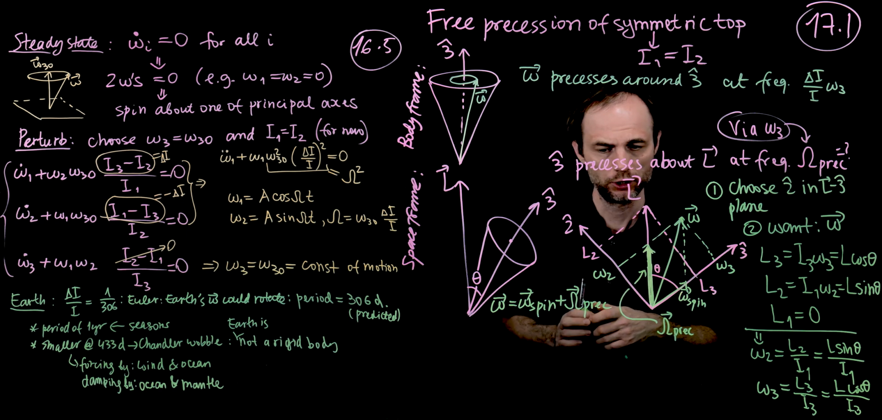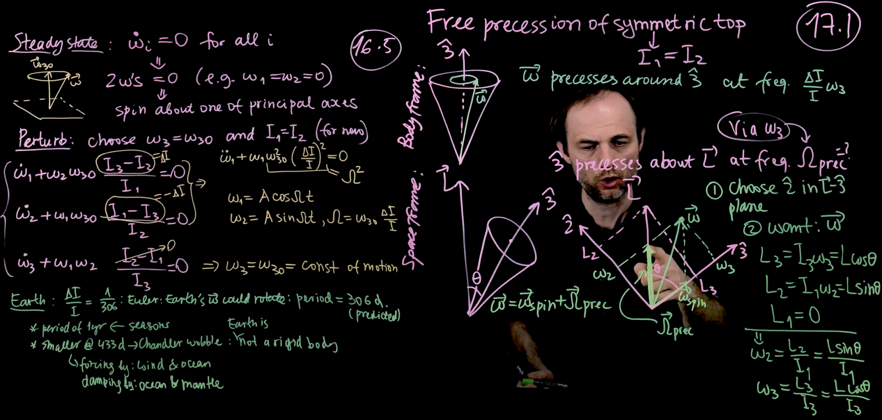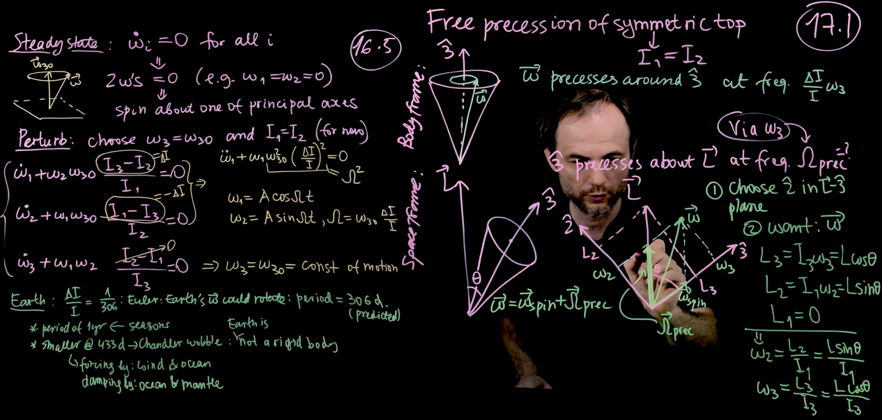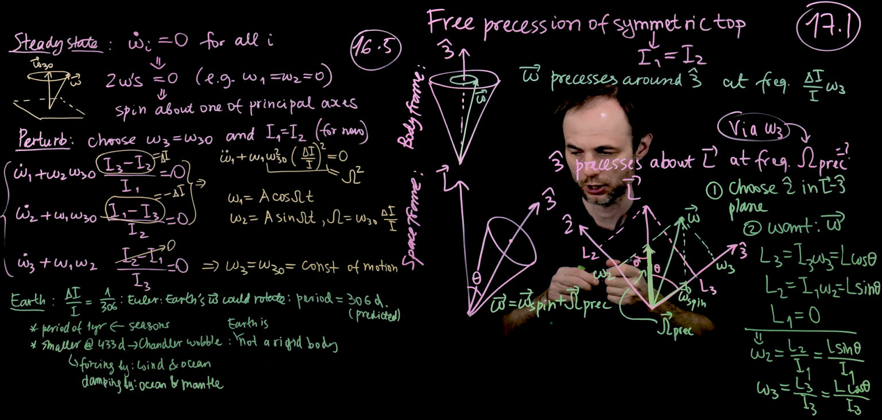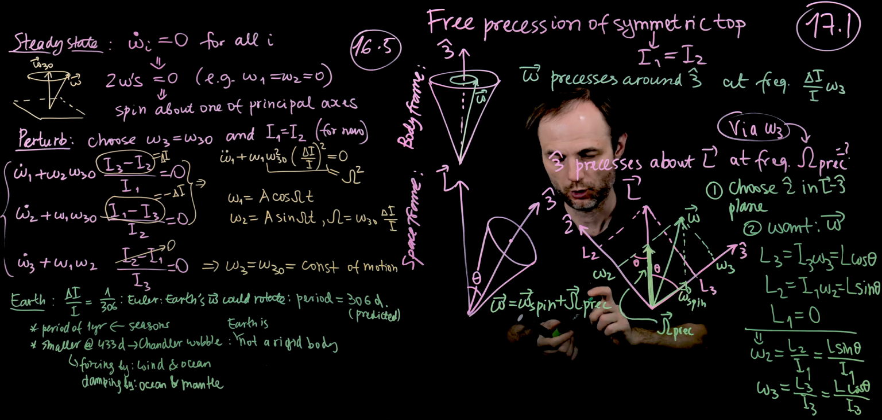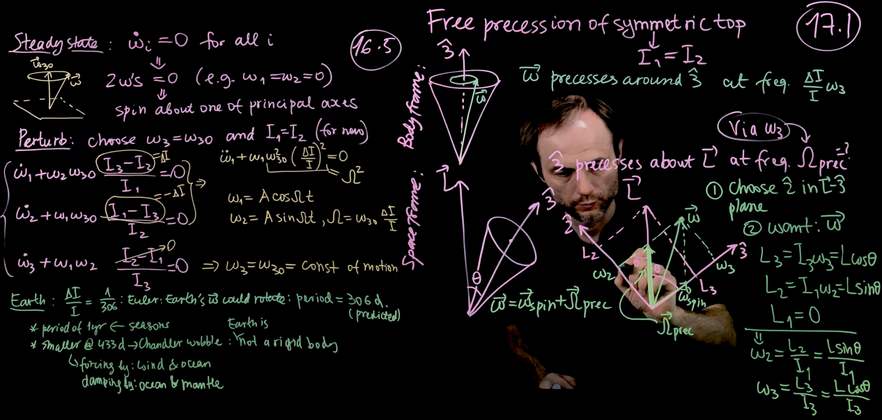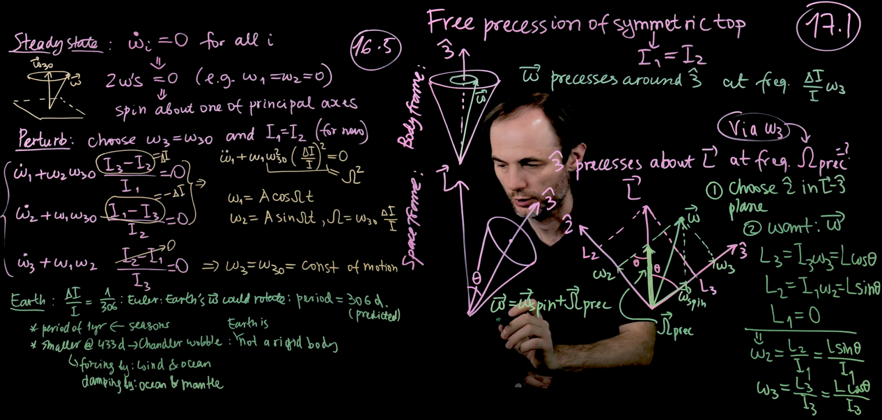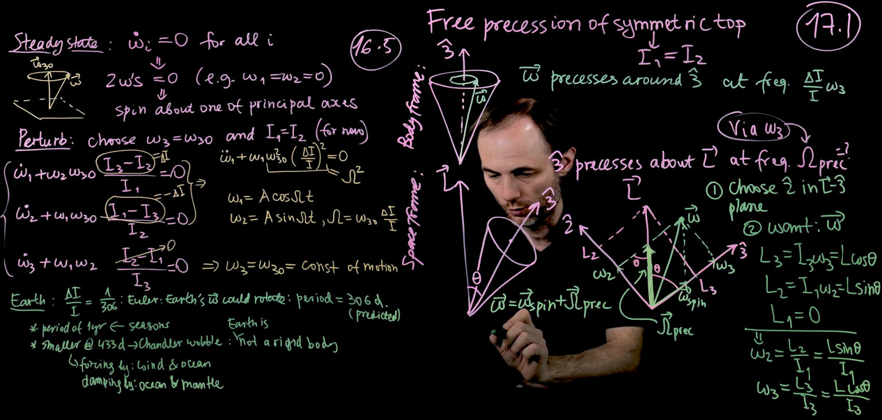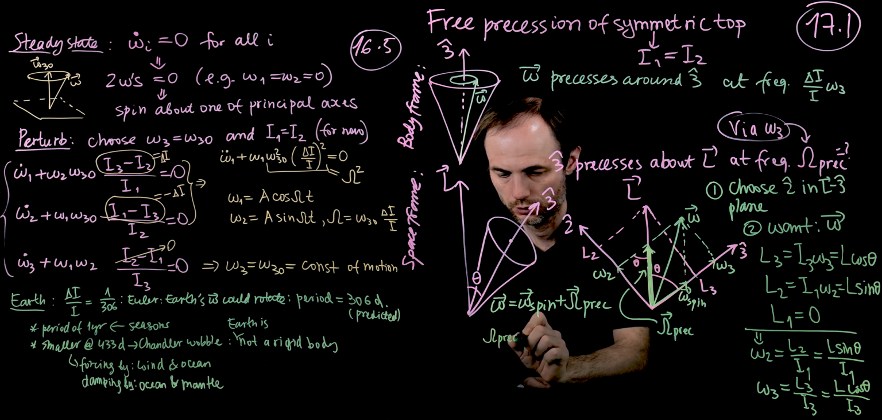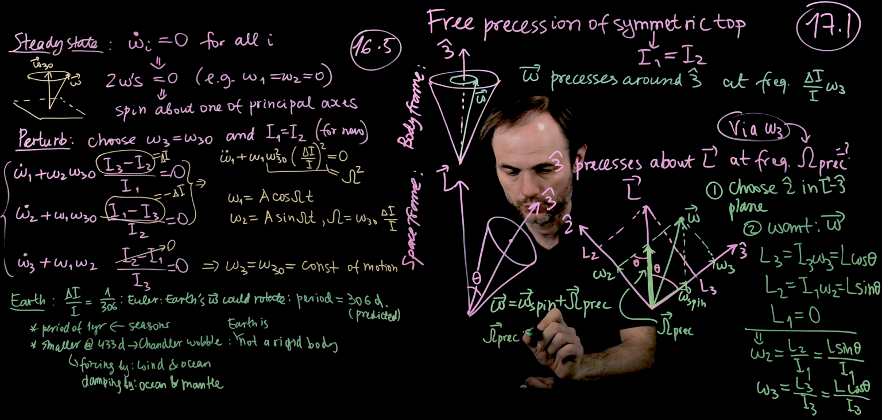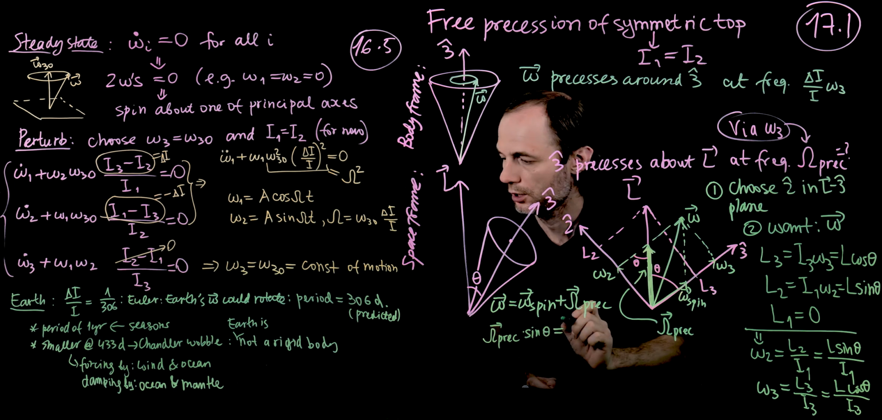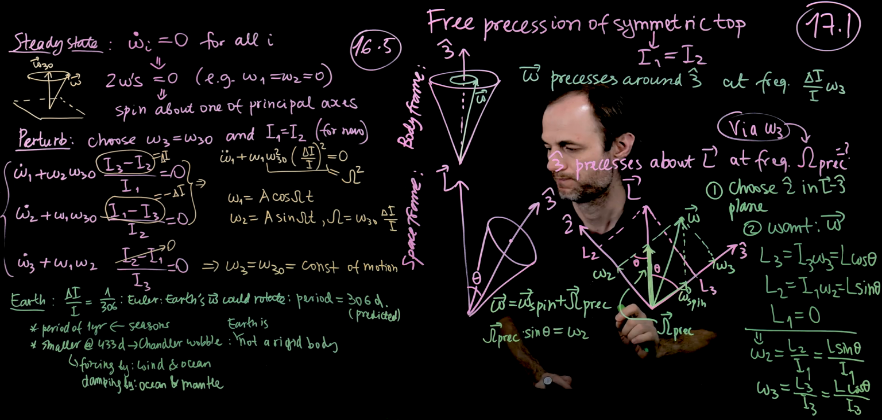We can actually write down that omega precession times the sine of this angle, which also will be theta, right, is going to be equal to omega 2. That is omega 2, and that is omega 3. So what we can do is say that omega precession times sine theta is equal to omega 2.